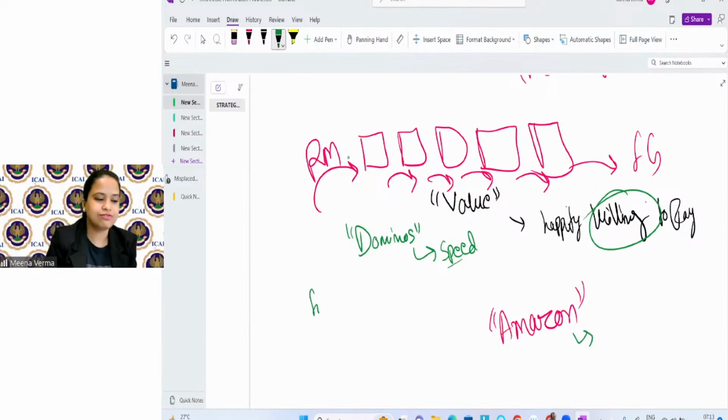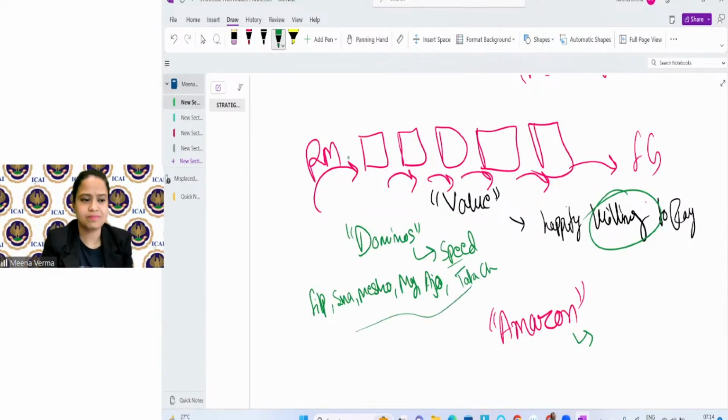Even in India, you can see Flipkart, Snapdeal, Meesho, Myntra, Ajio, Tata Click, and many other websites. But the point is that it all started with Amazon. And why is Amazon so world famous? It's among the world's number 5 companies. Why?